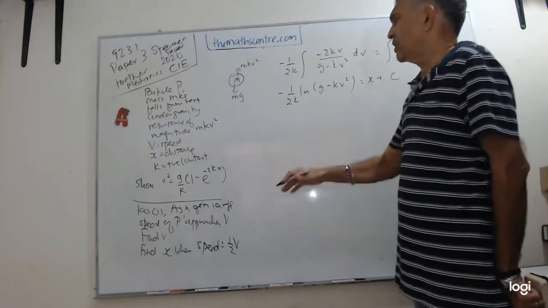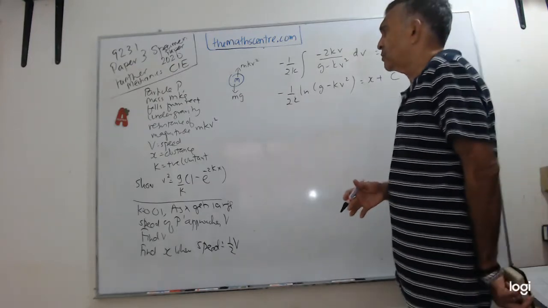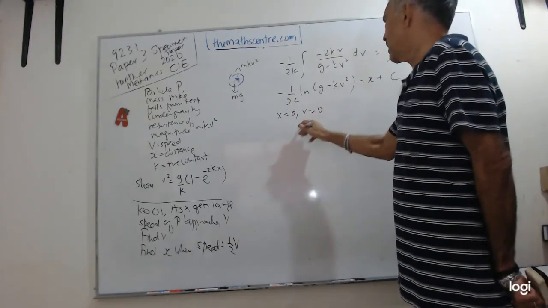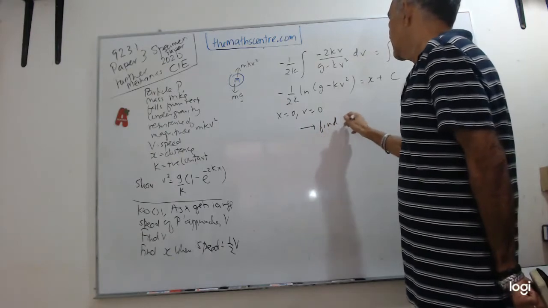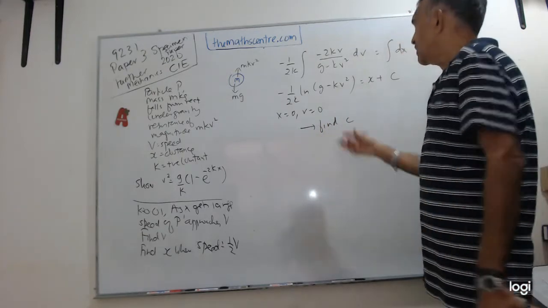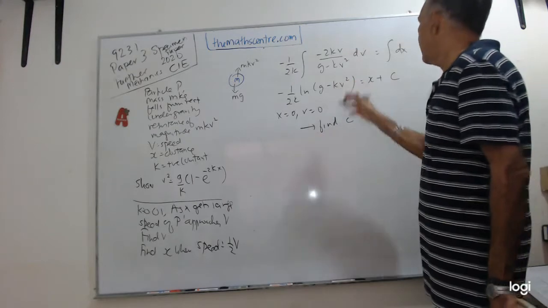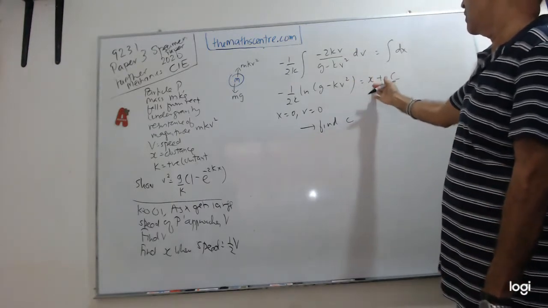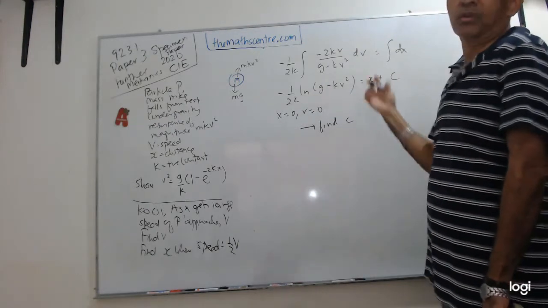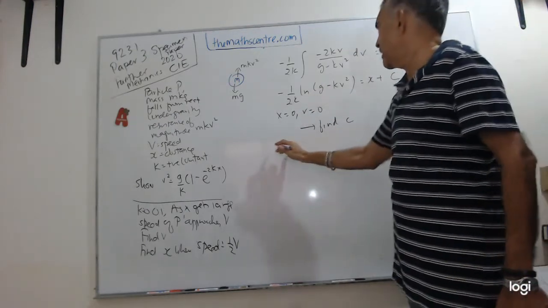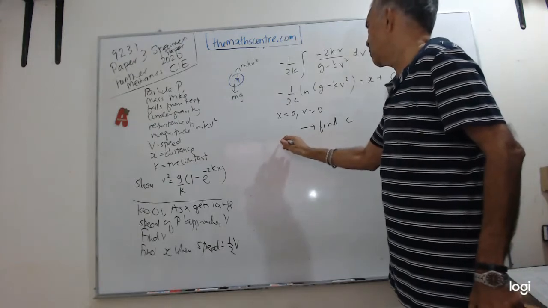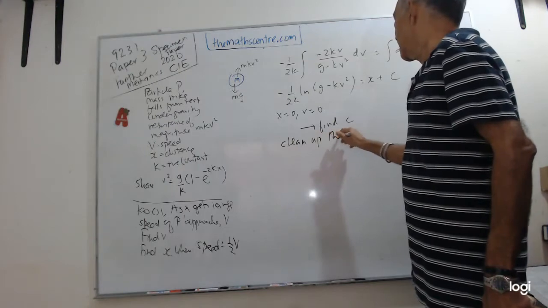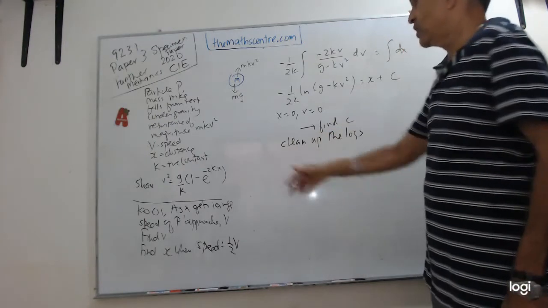Just remember that when you drop the object from rest, when x is 0, v is 0, you can find c. This is 0, so c will be minus 1 over 2k ln g. And from there, you will clean up the logs, and you'll get your answer.